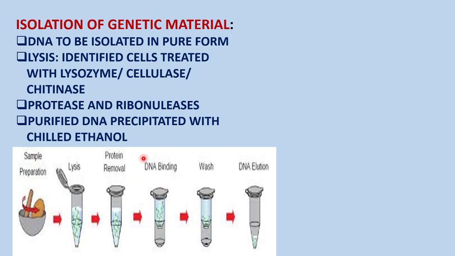Then followed by what will we add? We will add chilled ethanol. That will lead to DNA binding. Then washing, and finally elution. Elution, where stains are added so that it becomes visible to us.